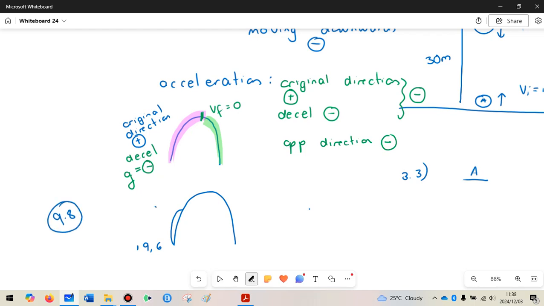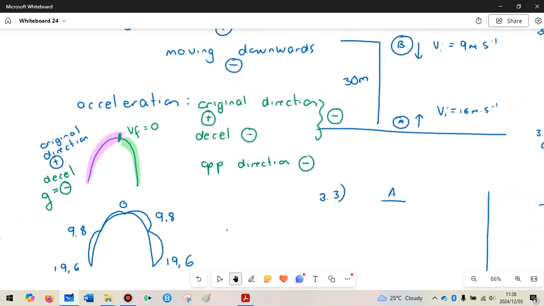Okay, so after a second, its speed will be 9.8, and after another second, its speed will be 0. And then on its way down, it will do the opposite. It will speed up by that much. So after a second, its speed will be 9.8 meters per second. And then after another second, it will be 9.8 meters per second faster, which gives you 19.6. Okay, so that's what's happening during the motion.